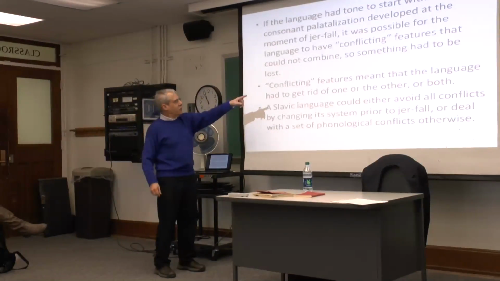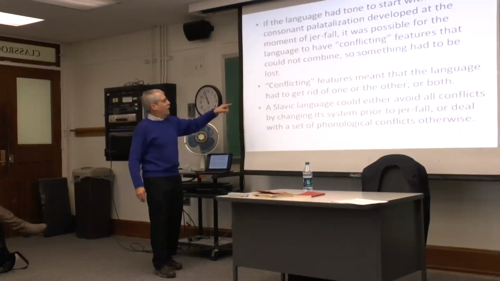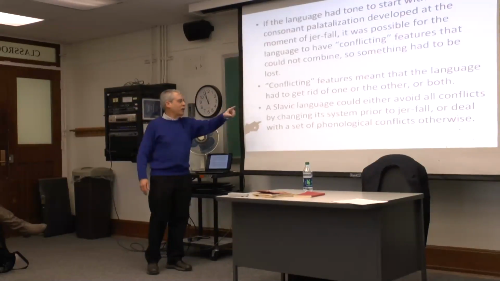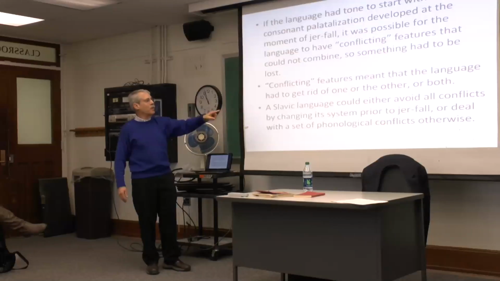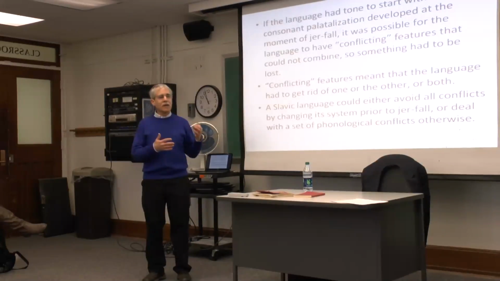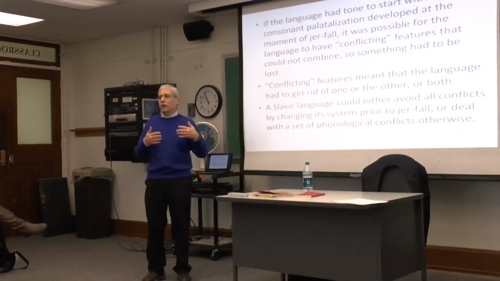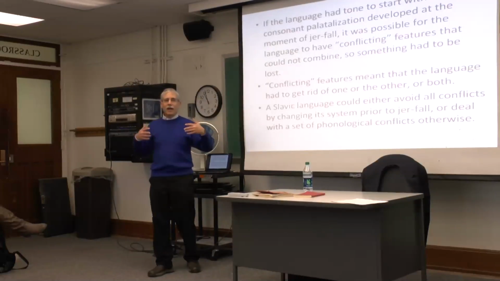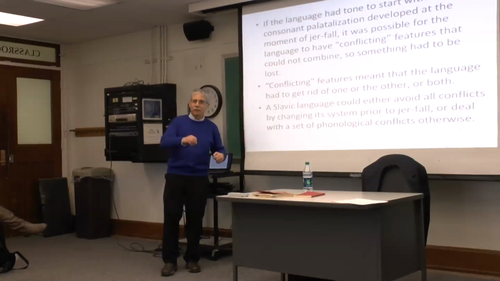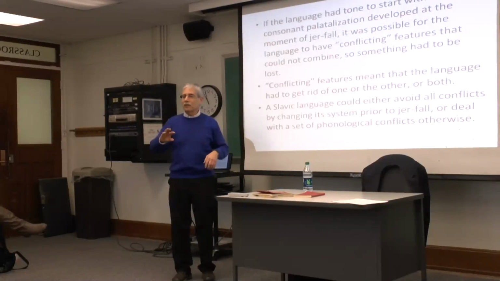So conflicting features meant that the language has to get rid of one or the other of the features that are in conflict. A Slavic language could either avoid all conflicts by changing its system prior to Yerfol, or deal with a set of conflicts. Now, the idea is that sometimes, according to Jakobson, a language anticipated this, managed to solve it by getting rid of one of the potentially conflicting features before the conflict even developed.